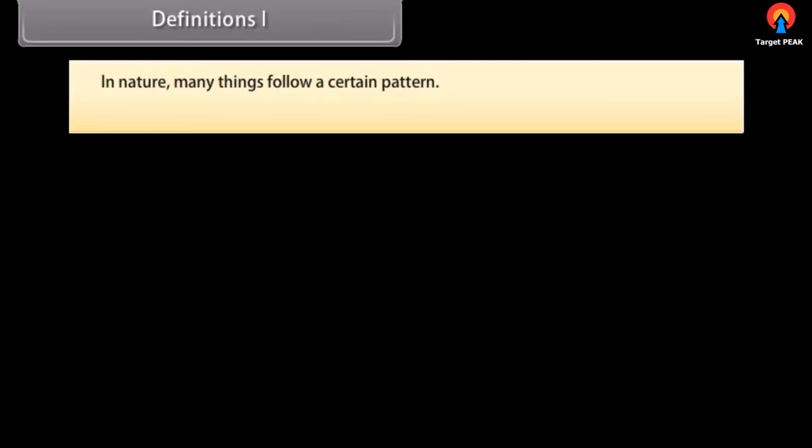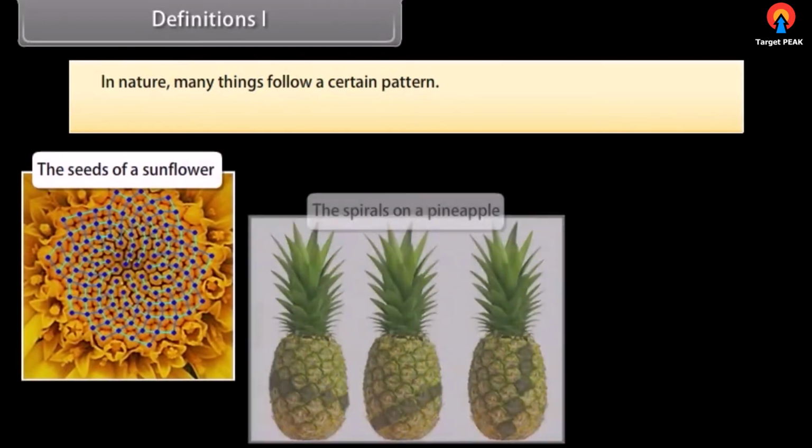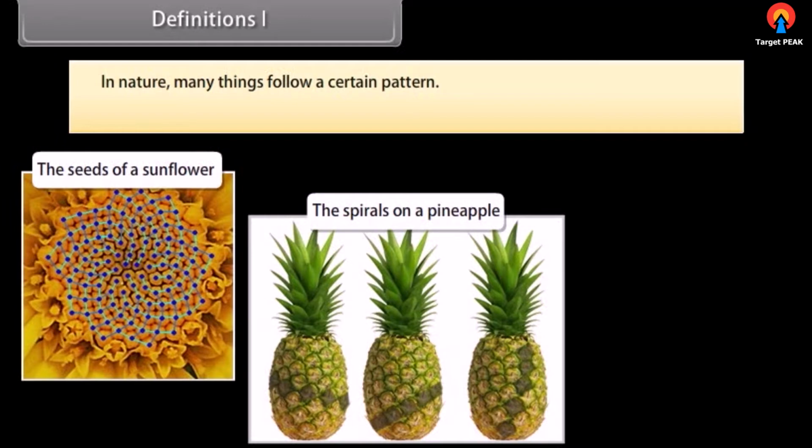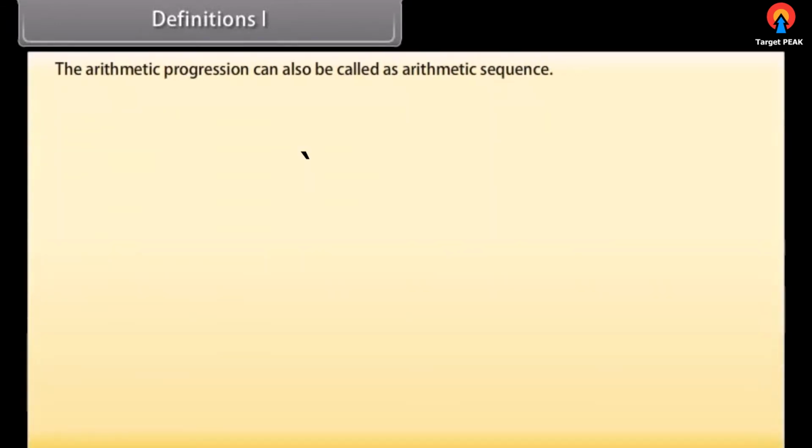Definitions 1. In nature, many things follow a certain pattern, such as the seeds of a sunflower, the spirals on a pineapple, the pattern on cactus, and so on. Arithmetic progression is a study of one of such patterns. The arithmetic progression can also be called as arithmetic sequence. Before talking about arithmetic sequence, let us know what a sequence is.